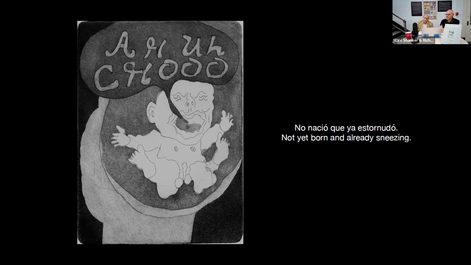The picture that's on the screen now is "Not yet born, but already sneezing." Briefly, the way I interpreted this was a woman is pregnant and the baby is kicking in her belly, and she's worried what's going on in there. So someone, to relieve her anxiety, says, not yet born, but already sneezing. What's implied, of course, is when the baby is born and it starts to sneeze, then you will really have a problem.